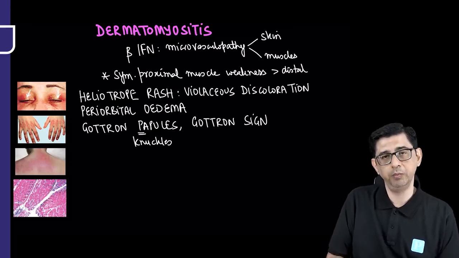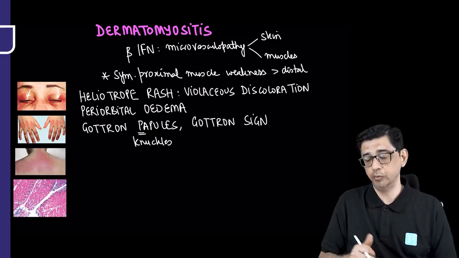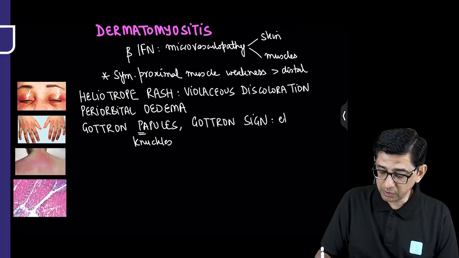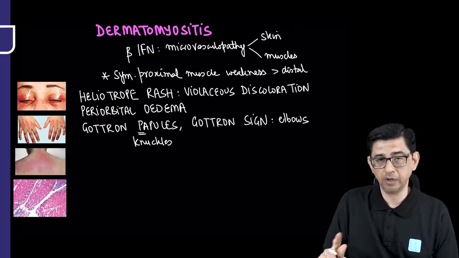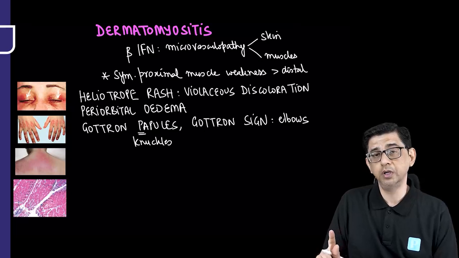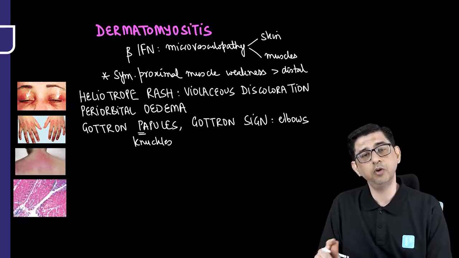So it's not that the rash would be limited only to the hands. It can be on the elbows as well. And why I'm pointing this out is because every time you come across a rash on the elbows, you are also thinking in terms of another disorder, that is dermatitis herpetiformis.